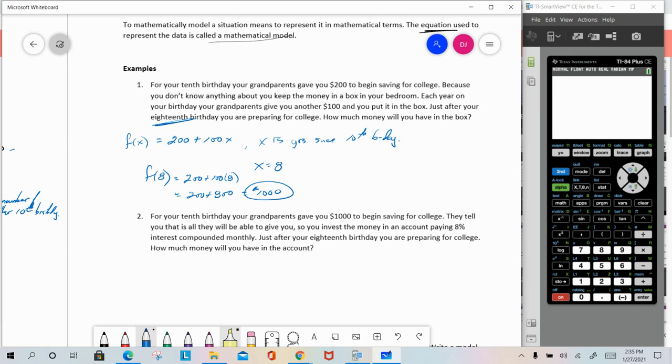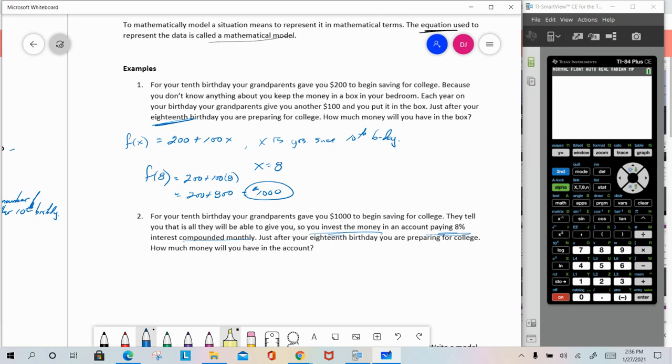Number 10 is a little bit different. For your 10th birthday, your grandparents just gave you $1,000. Rather than giving you $200 on your 10th birthday and $100 each subsequent year, your grandparents instead are just going to give you $1,000 upfront. But you do know something about saving, so you're going to invest the money into an account paying 8% interest, compounded monthly. Just after your 18th birthday, you're preparing for college. How much money will you have in the account?